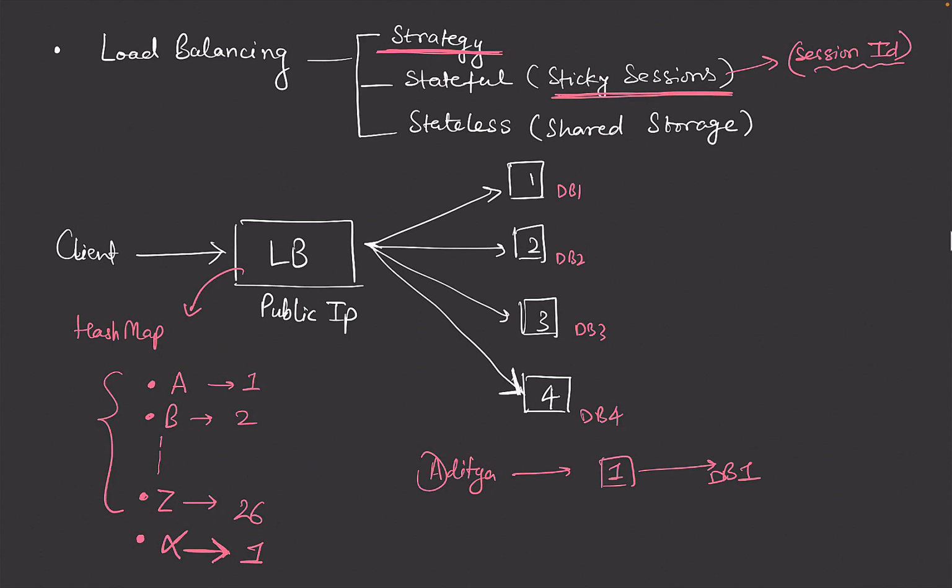Now let's say due to some network failure, server 1 goes down and the load balancer is not able to access server 1. In that case, if Aditya or Alpha comes and asks the load balancer to give us our data, the data is not available because server 1 had its own database db1, and since server 1 is down, it cannot access its own database db1. That's why we cannot get the data, and the system is down for all the people starting with A or Alpha.